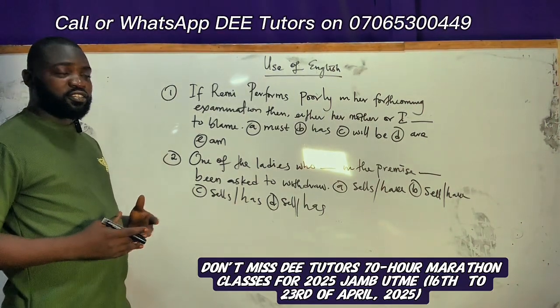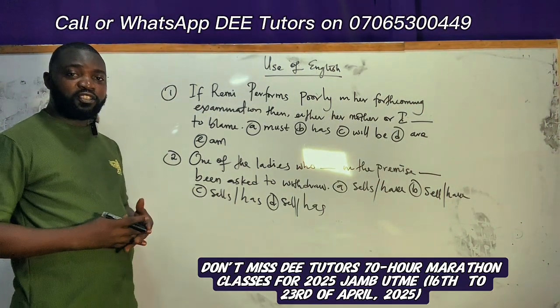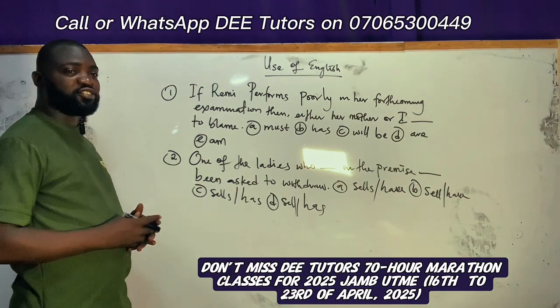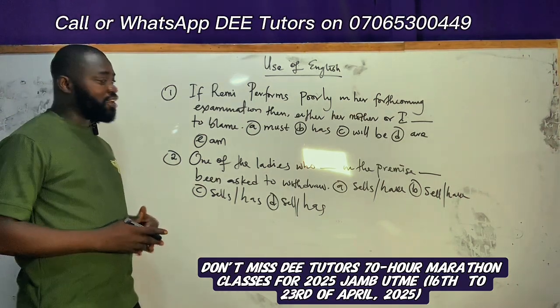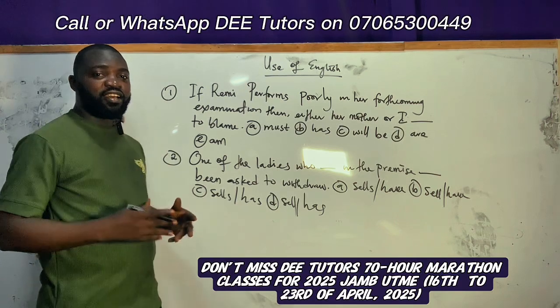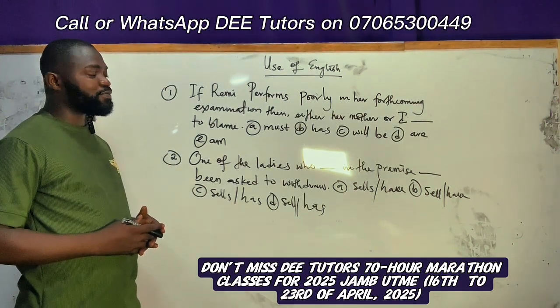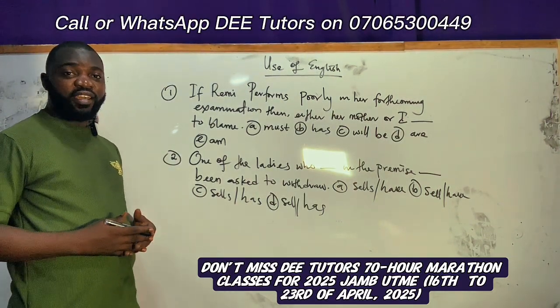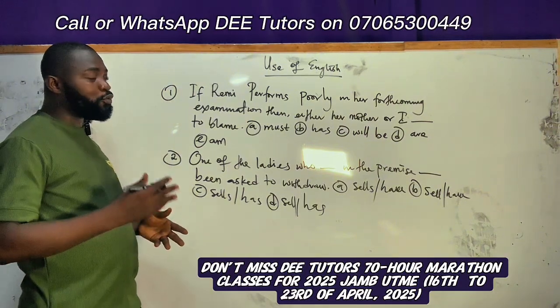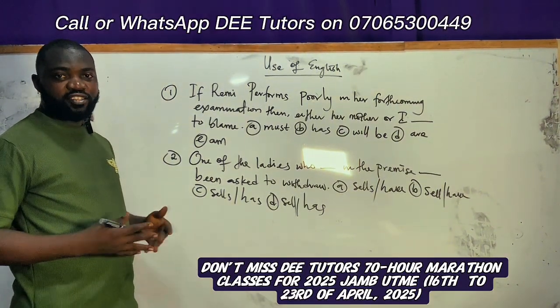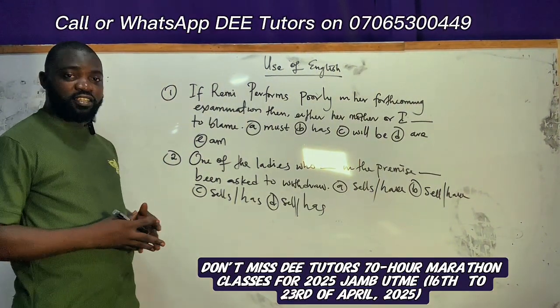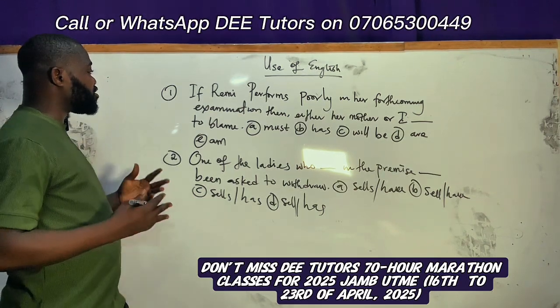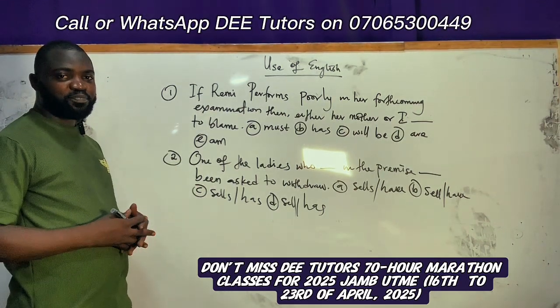I'm here today to discuss with you an integral aspect of Use of English for JAMB UTME, especially the lexis and structure aspects. A lot of students don't do well in Use of English because of their poor grammar usage. And I'm going to be discussing an integral part which has to do with Concord.